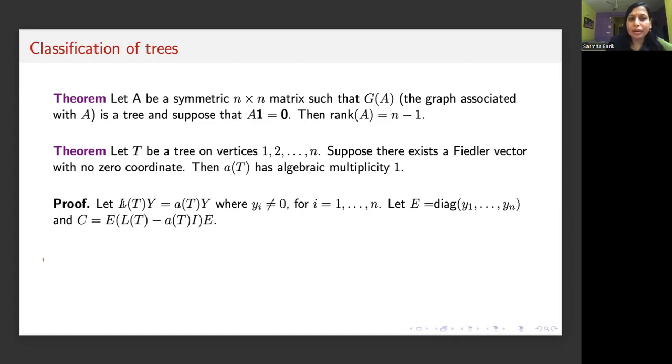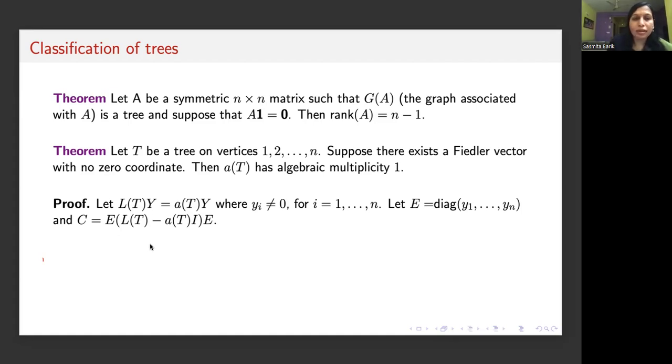So let's say I'm starting with L_T y equal to a_T y. This is the Fiedler vector, and we are assuming that it has no zero coordinate. So all y_i are not zero. Now form one diagonal matrix E, taking the diagonal entries as the coordinates of this y. So it's a diagonal matrix. And form the matrix C, that is, you are multiplying E to L_T minus a_T I on both sides, left and right. So this is the new matrix C.